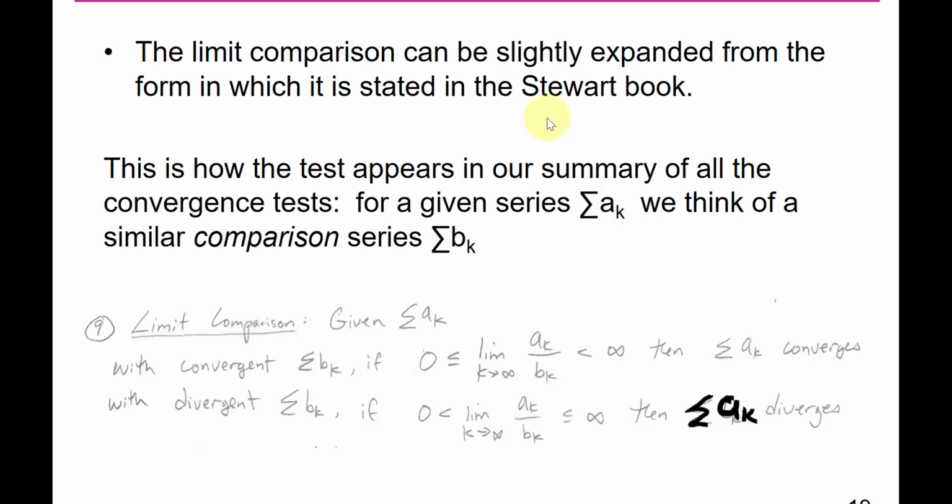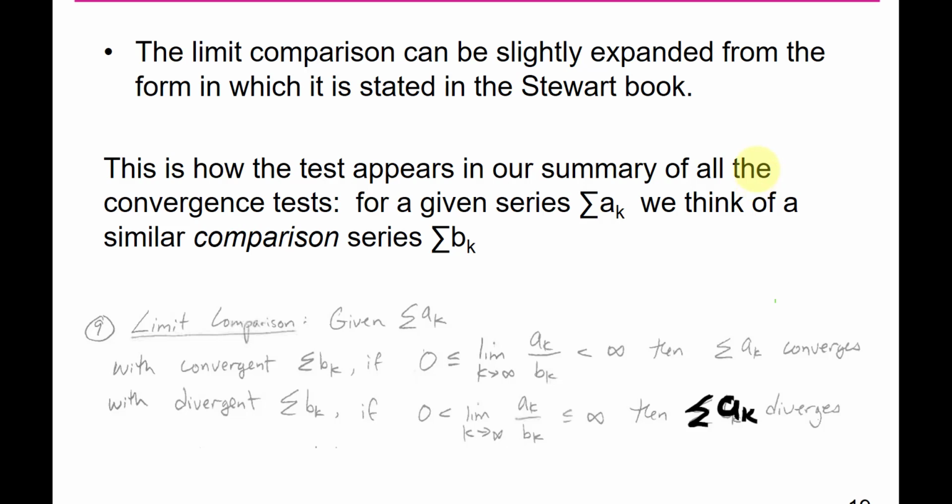But there's another extension on that same limit comparison test that I use and I have in my list of convergence tests that's just stated a little bit differently. It expands what the Stewart book says. So the limit comparison test can be slightly expanded from the way in which it's stated in the Stewart book. This is how the test appears in the summary that we'll use, in our course notes on Blackboard.